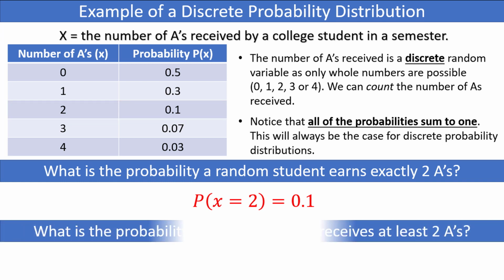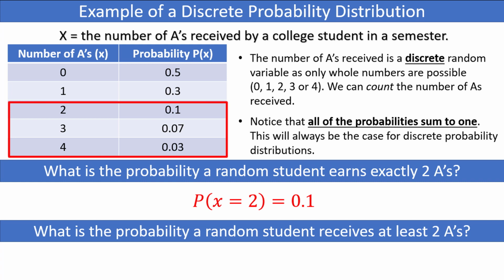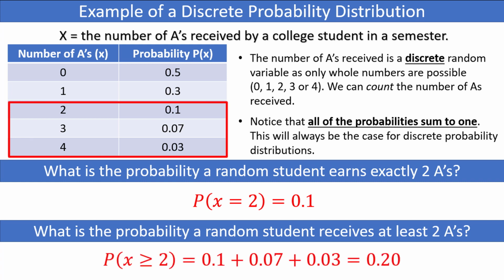How about the probability that a random student receives at least 2 A's? At least 2 means 2 or more, which includes the outcomes 2, 3, and 4. The probability x is greater than or equal to 2 can be found by adding up the corresponding probabilities. 0.1 plus 0.07 plus 0.03 is equal to 0.2. The probability a random student receives at least 2 A's is 20%.